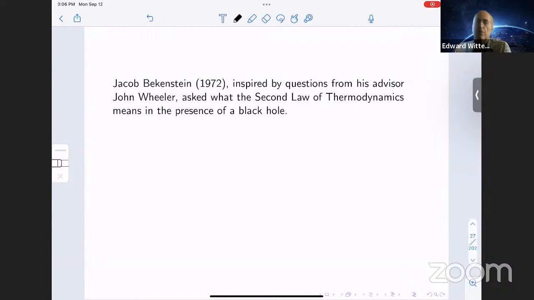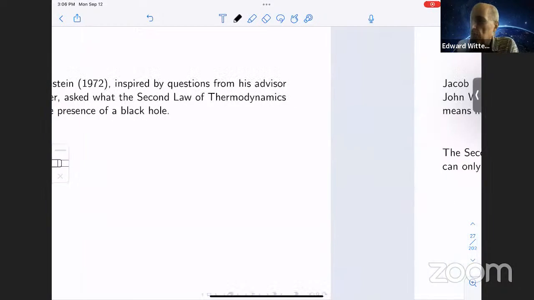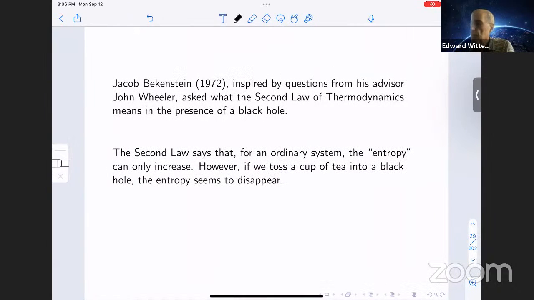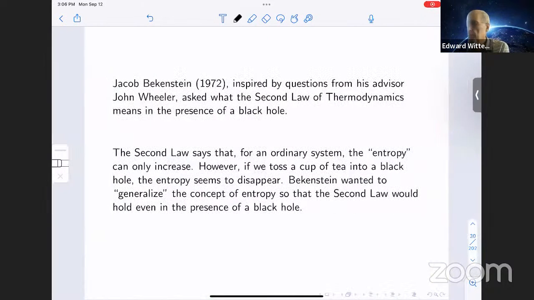Jacob Bekenstein, inspired by questions from his advisor, John Wheeler, asked what the second law of thermodynamics means in the presence of a black hole. The second law says that for an ordinary system, the entropy can only increase. But if we toss a cup of tea into a black hole, the entropy seems to disappear. Bekenstein wanted to generalize the concept of entropy so that the second law would hold even in the presence of a black hole.